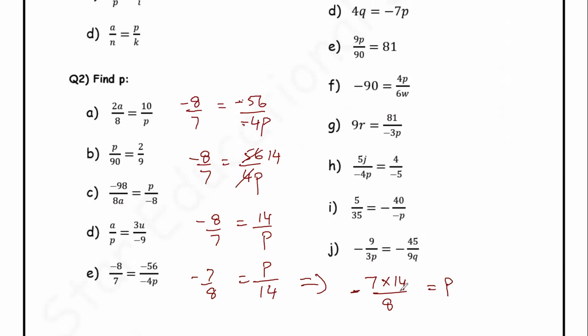But then I can see that 14 and 8 are both even. Therefore, I can further simplify it as 2 times 7 over 2 times 4. So I got negative 49 over 4 is equal to P. Got it? So I've done some shortcut out here. I've not written down 2 completely because I know 2 and 2 cancel out. So I just did some mental math out there.